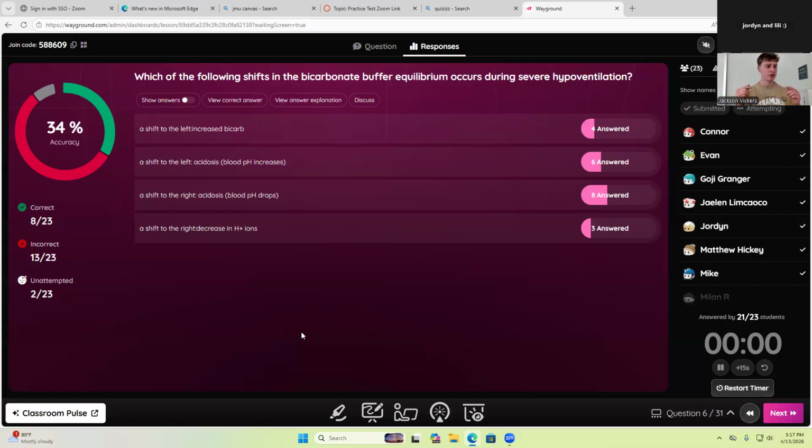I don't know if my arrows are reflecting right or left, but we're going to shift to the left side of the bicarbonate buffer system, meaning we're making more and more of the H plus. And that means that, again, remember pH, when it's lower, that means we have more H plus. So that's going to be acidosis.